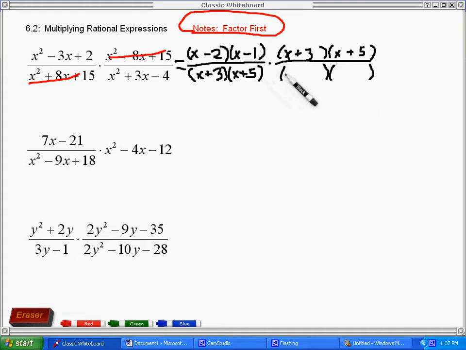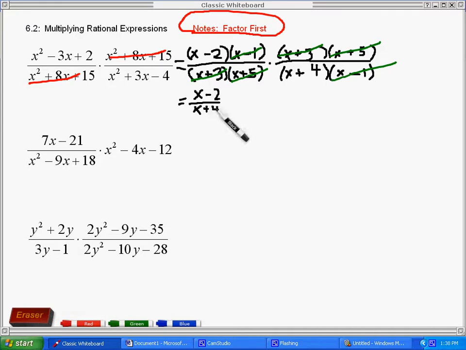So we have here, we got to have x plus 4 in this denominator and x minus 1. So now I can look to try to cancel things. I have an x minus 1 here, which cancels with an x minus 1. I have an x plus 5, which cancels with an x plus 5. And an x plus 3, which cancels with an x plus 3. Of course, we already knew all of those were going to cancel. And so we get a final answer of x minus 2 over x plus 4.